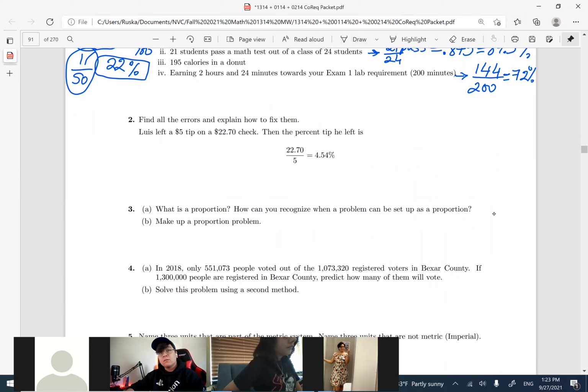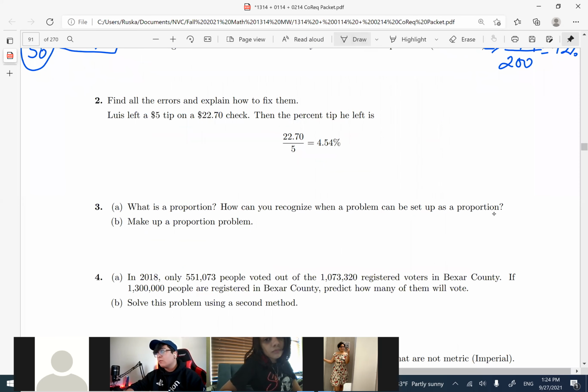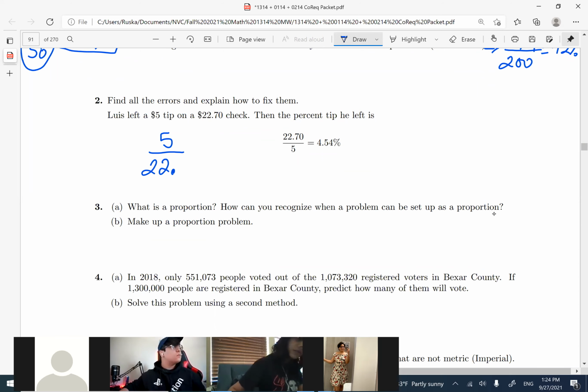So looking at number 2, can you find the errors and explain how to fix them? So Luis left a $5 tip on a 22.70 check. Then the percent tip he left is, how are you going to calculate the percent? How many percent tip he left? You would do 5 over 22.70 instead of 22.70 over 5, right? So you have to divide backwards, right? Yes. Good job. That's how you do it.